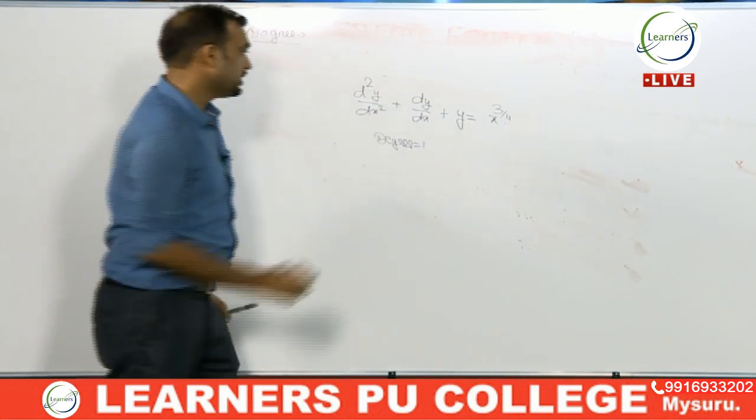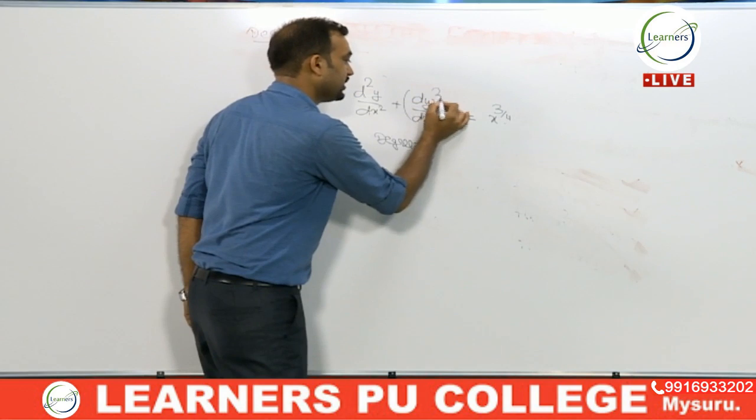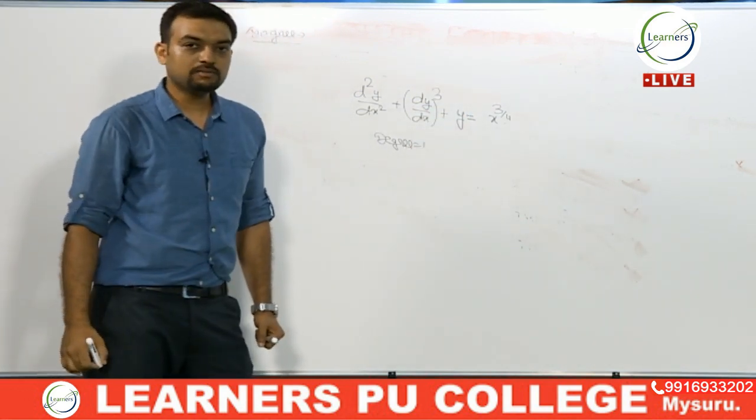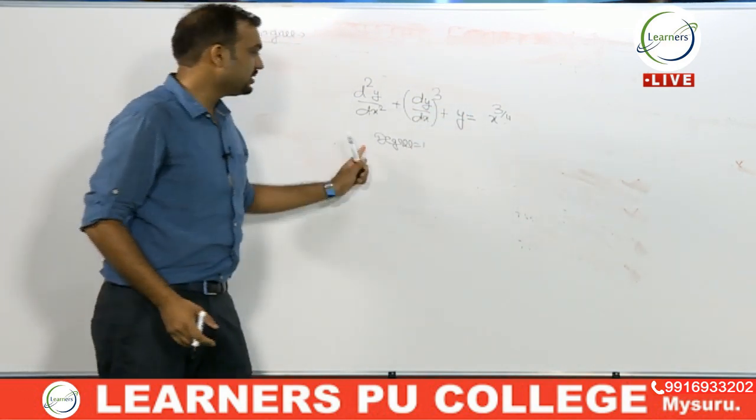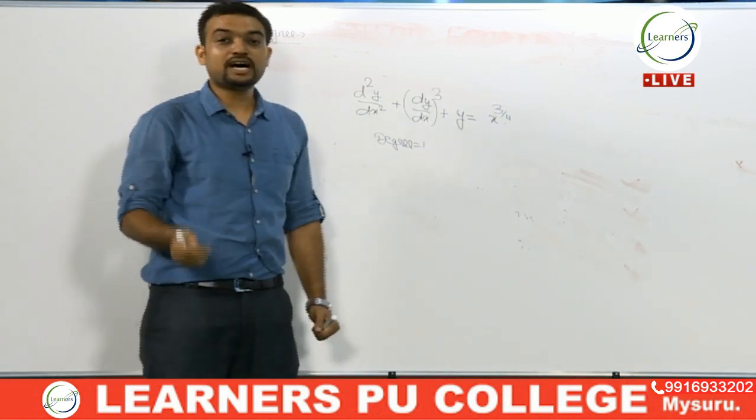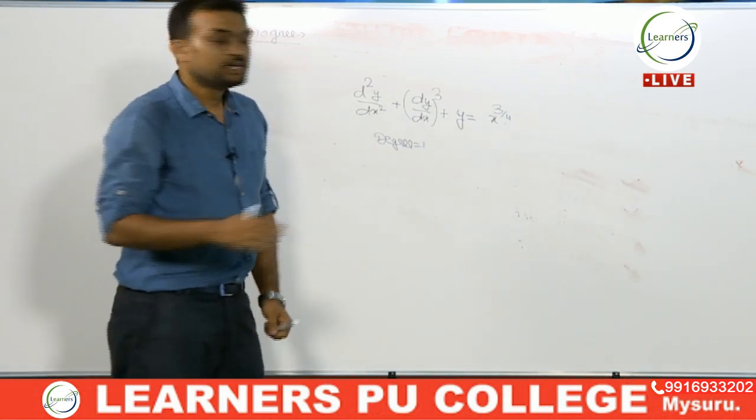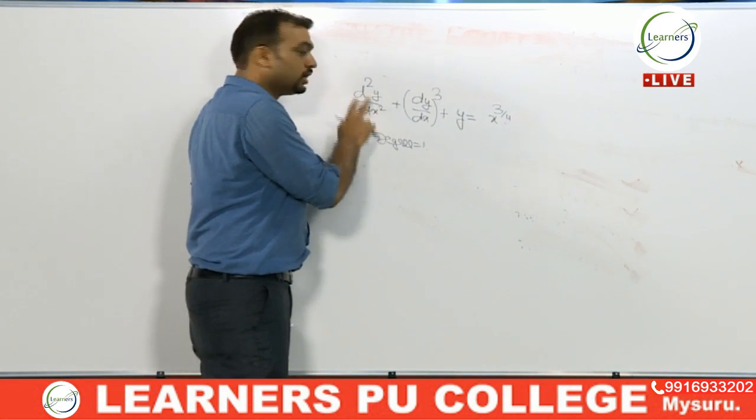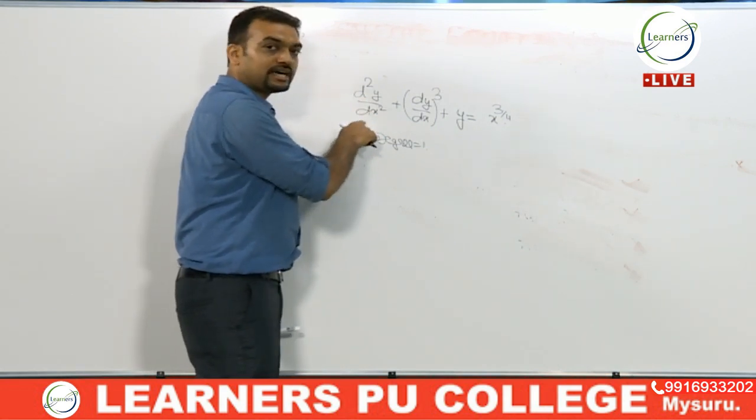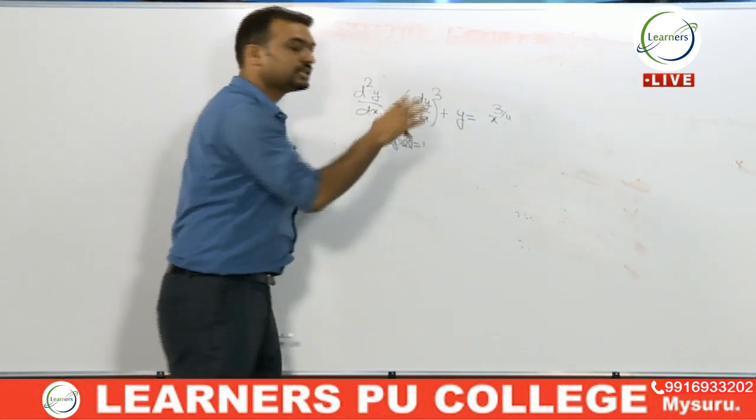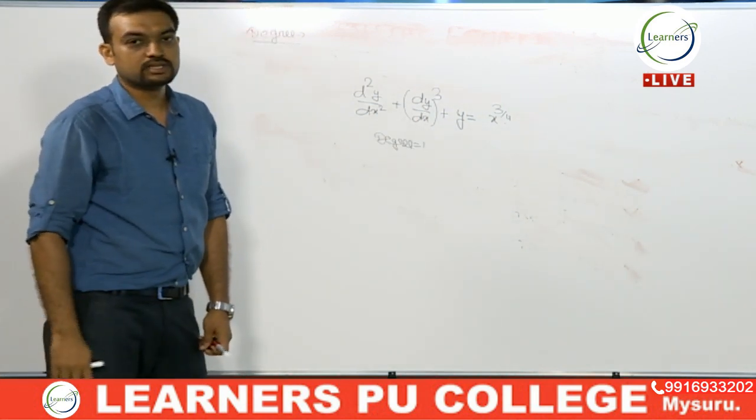For now, suppose I am going to make it a 3. Now if I ask you, can you please tell me what the degree is? The degree is still 1, because we are only concerned with the highest power of the highest derivative term. Here the highest derivative term is the second one, and the highest power is 1. So we can say the degree of this differential equation is 1.